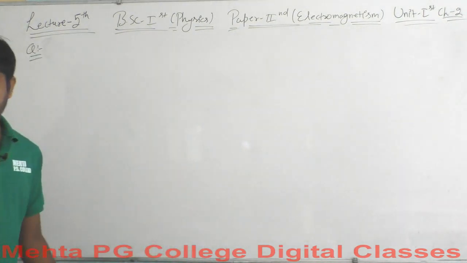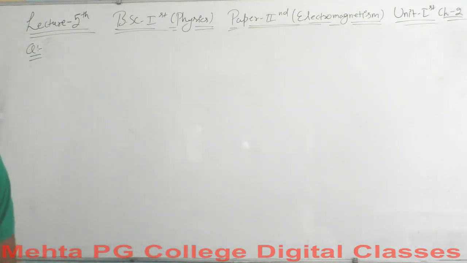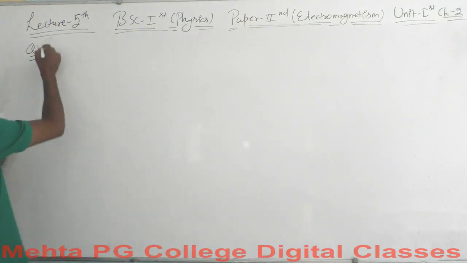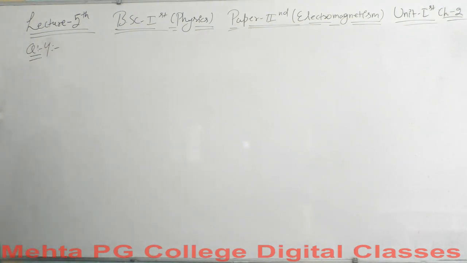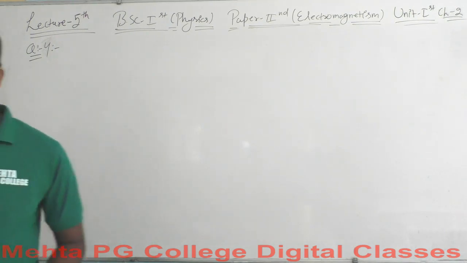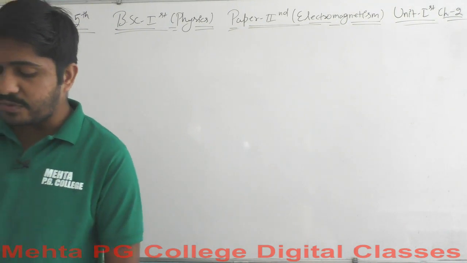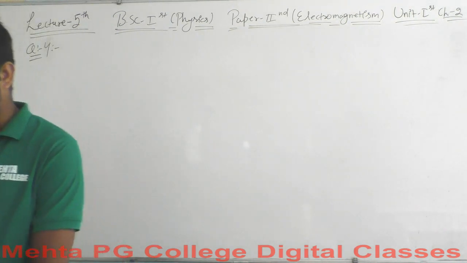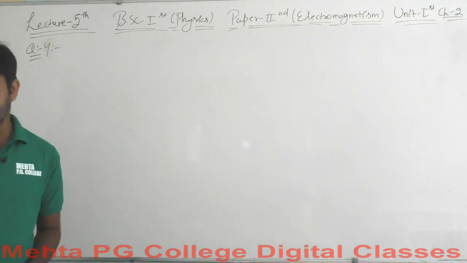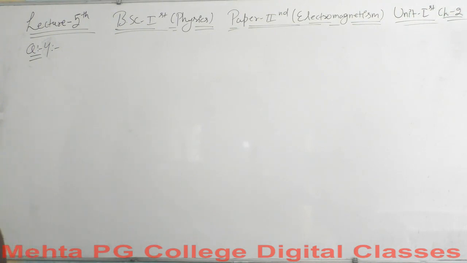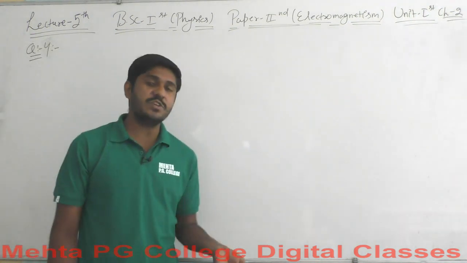Okay, let's proceed to a new example here. It says that two equal charges, each of 2 microcoulomb, are moving towards each other from infinite distance. When the distance between them is 10 angstrom, at that time find the increase in potential energy. This is again a simple formulation of potential energy.